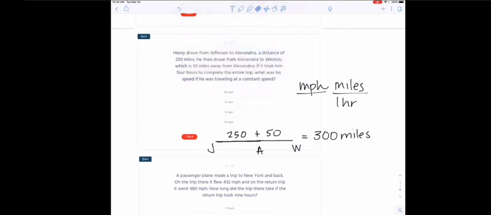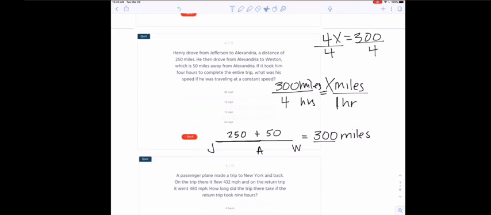Okay, so what we want to do is set up our equation with the information that we know. Miles and hours. What do we know about miles? He traveled 300 of them, and it took him 4 hours. So I want to know how many miles he travels in 1 hour. 4 times x is 4x. 300 times 1 is 300. I'm going to divide by 4.